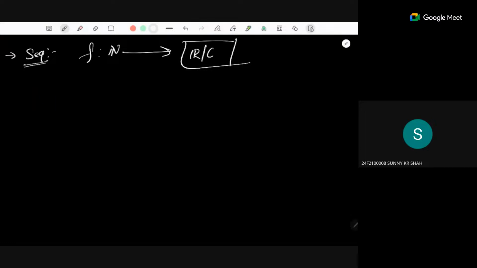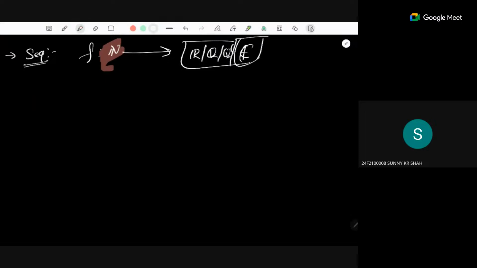So now let's go to sequences. So what is a sequence? A sequence is nothing but a function from the set of natural numbers to any set. So here you can take real numbers, rational numbers, irrational numbers, complex numbers, whatever sequence you want to build, you can build. But the thing is, the domain should be the set of natural numbers. So those types of functions are known to be sequences.